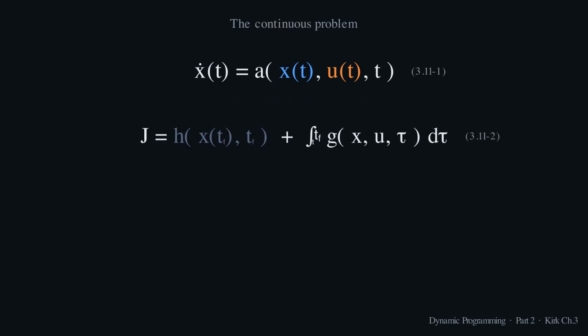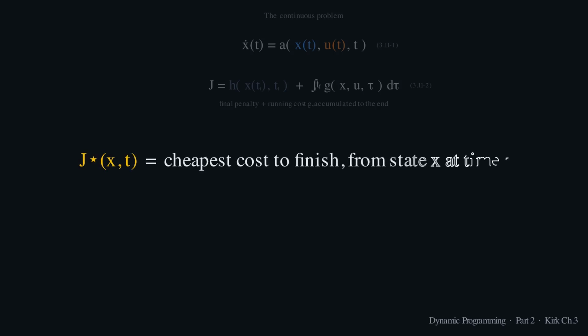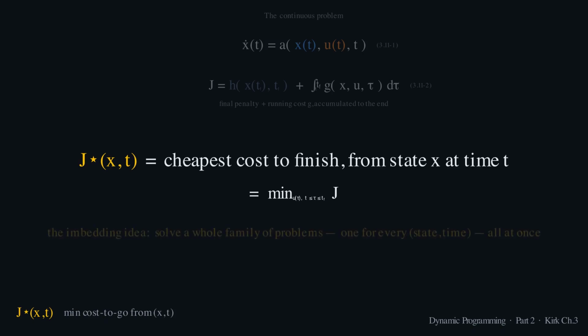In words, standing at state x at time t, it is the cheapest possible cost to finish the job from here. The smallest total over every remaining control. This is the embedding idea. Instead of one problem, we quietly consider a whole family of them, one for every starting state and every starting time, and solve them all at once.